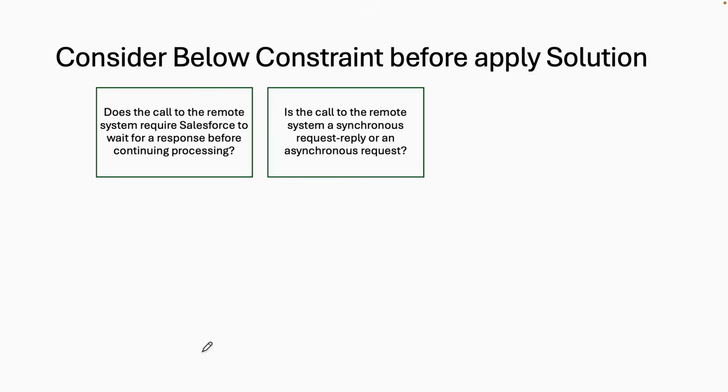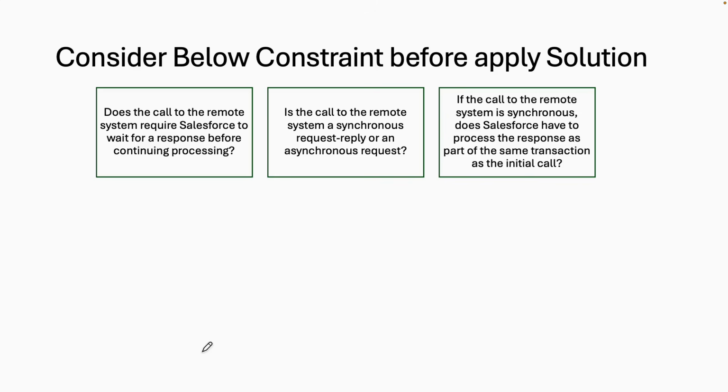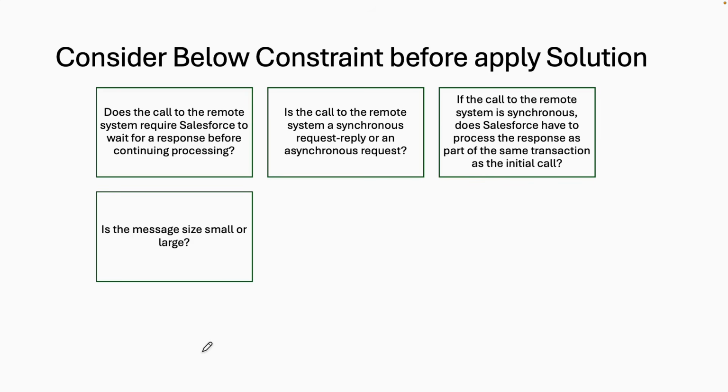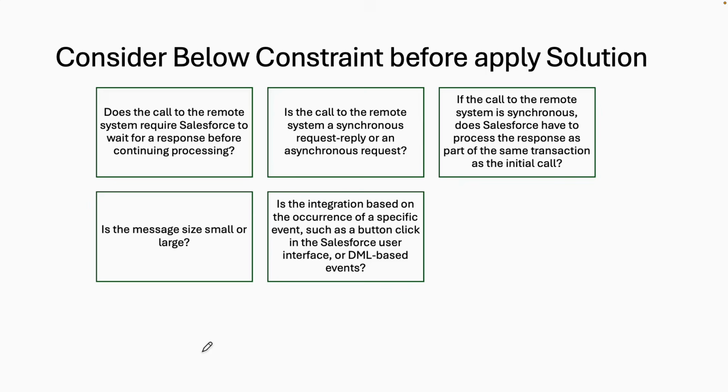The second question is: is the call to the remote system a synchronous request and reply, or can it be done with an asynchronous request as well? The third one is: if the call to the remote system is synchronous, does Salesforce have to process the response as part of the same transaction, or is there any way we can process the response later? The more questions you ask, the better you will understand whether you have to go for this particular pattern or not. What is the message size? For this particular pattern, it is recommended that we always go for a small message size.